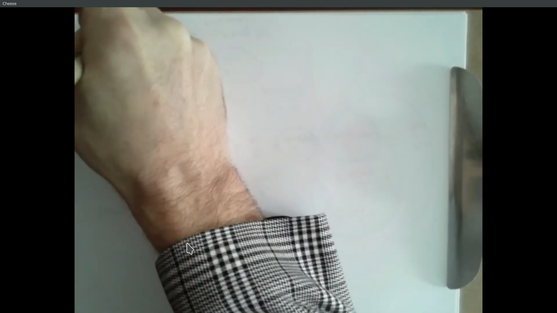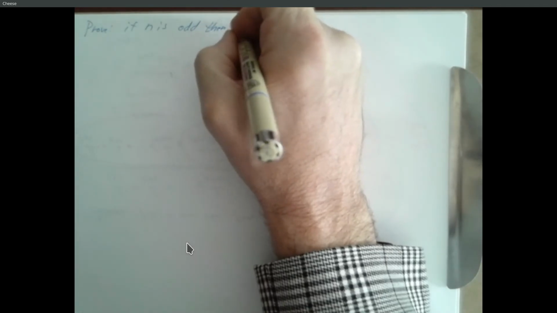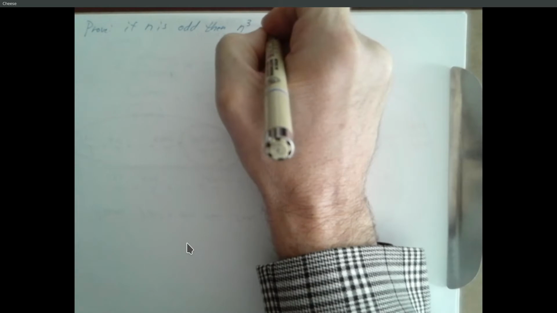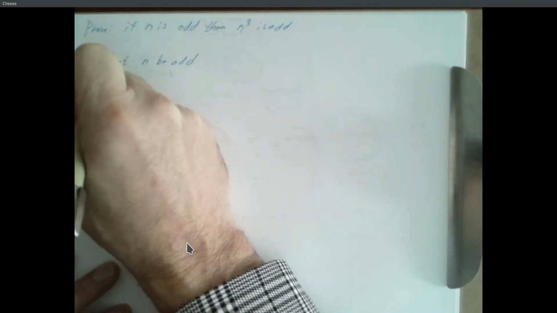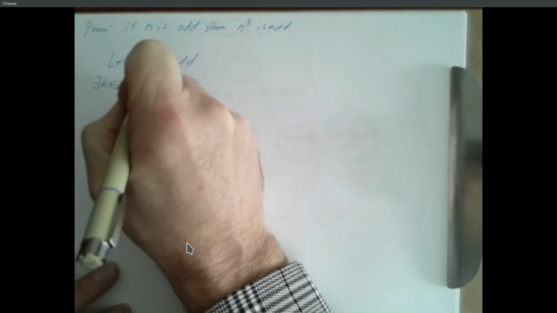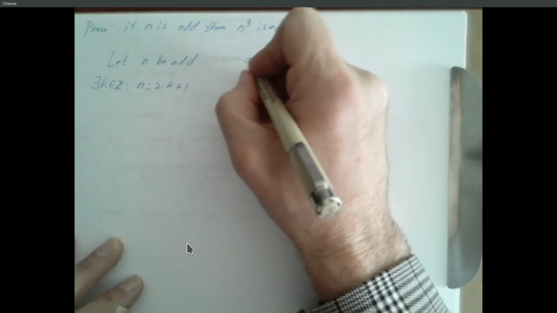So let's prove that if n is an odd number, then n cubed is an odd number. So let n be odd. There exists an integer k such that n equals 2 times k plus 1. Or we could say just n equals 2k plus 1 where k is an integer. Right, so let n be odd, that's an assumption, or a hypothesis. This is the definition of odd.